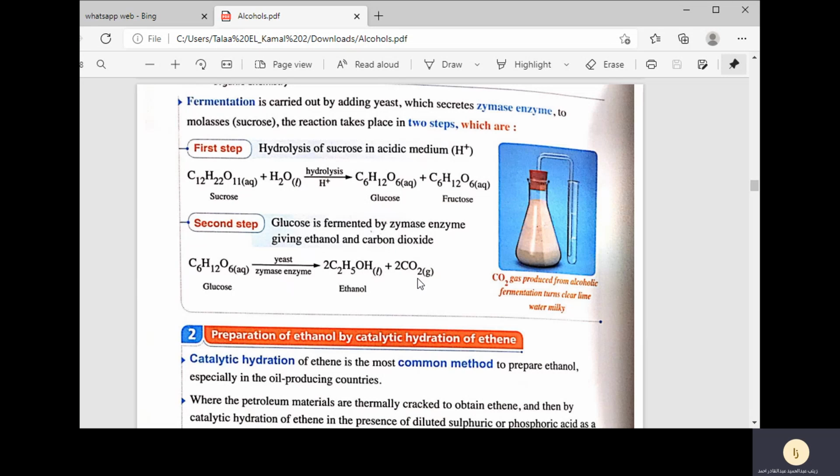يبقى تاني لو قال لي ازاي بنحضره في الاندستري by alcoholic fermentation of molasses, and this method takes place in two steps, the first one which is called hydrolysis and the second one which is called fermentation. In hydrolysis, what will happen? The sucrose sugar will be divided into two simpler sugars, which are glucose and fructose. After that, the glucose sugar will be affected by the zymase enzyme produced from yeast to give ethanol and carbon dioxide.